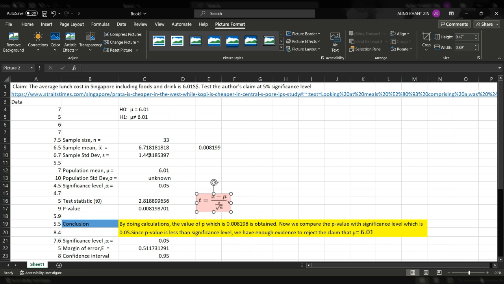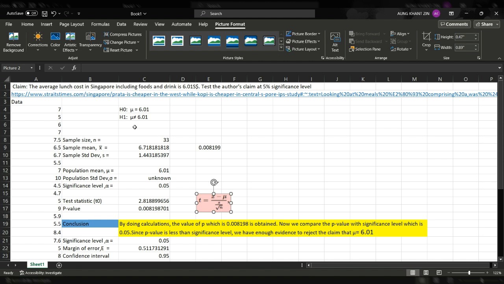So we got the null hypothesis for the population. H0 is mu is equal to 6.01. So for my alternative hypothesis, I assume that mu is not equal to 6.01. So my alternative hypothesis H1 is mu is not equal to 6.01.